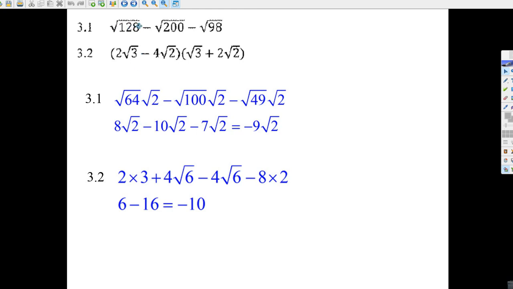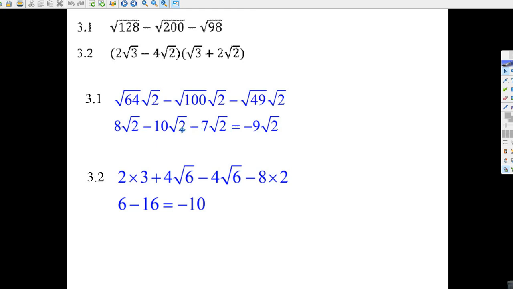You have to break 128 down into 64 times 2, the biggest factor that you can take the square root of, which is 64 times root 2. For 200, it's root 100 times 2. And 98 is 49 times 2. And then you can write down what your calculator would give you: 8 root 2, 10 root 2, and 7 root 2.